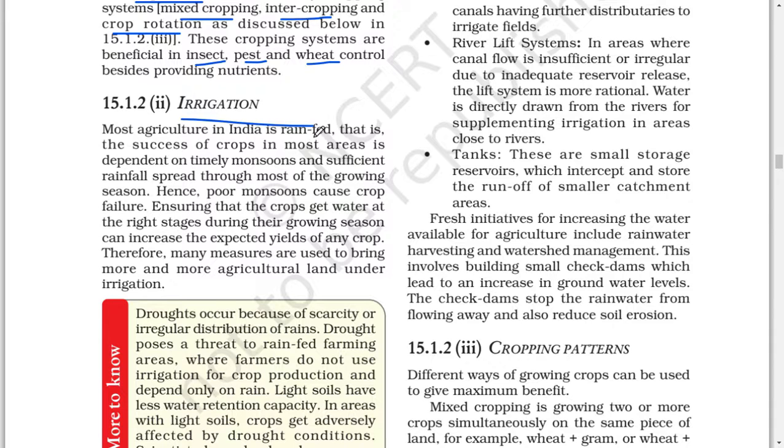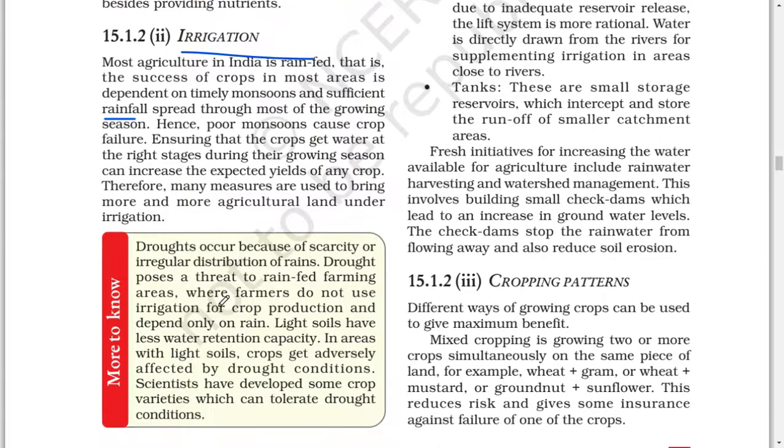Irrigation. Most agriculture in India is rain-fed. That is, the success of crops in most areas is dependent on timely monsoons and sufficient rainfall spread through most of the growing season. Hence, poor monsoon causes crop failure. Ensuring that the crop gets water at the right stage during their growing season can increase the expected yield of any crop. Therefore, many measures are used to bring more and more agricultural land under irrigation.